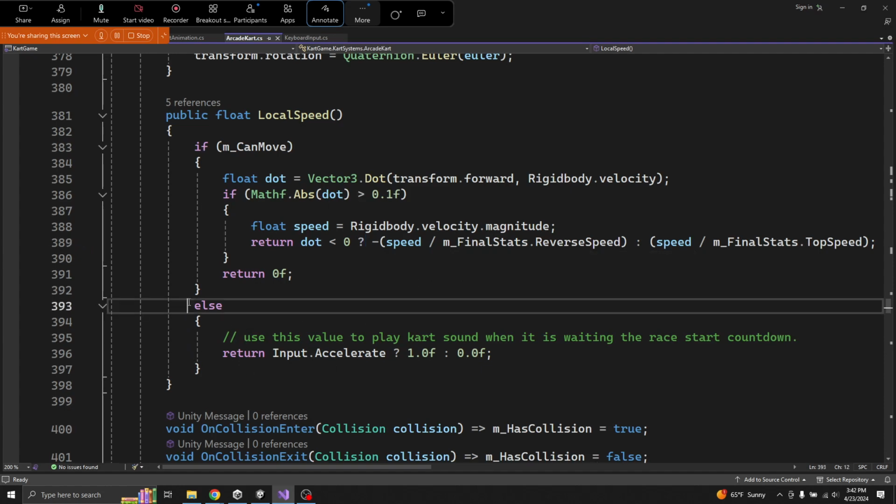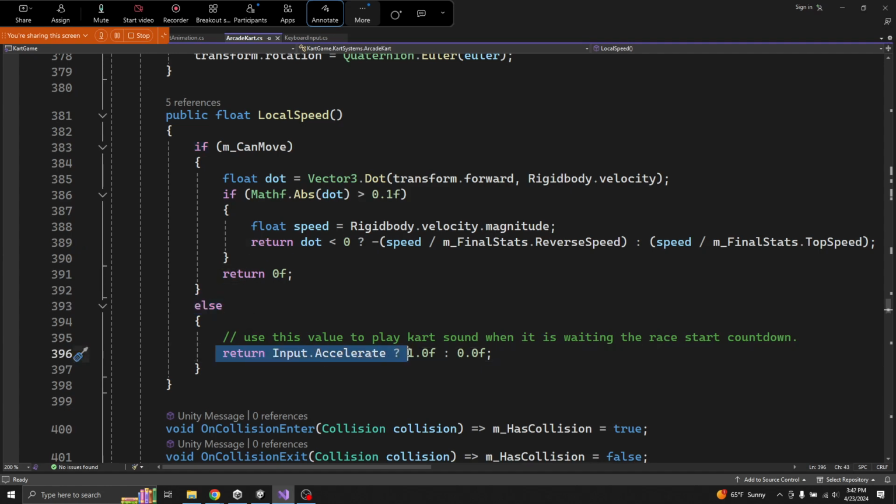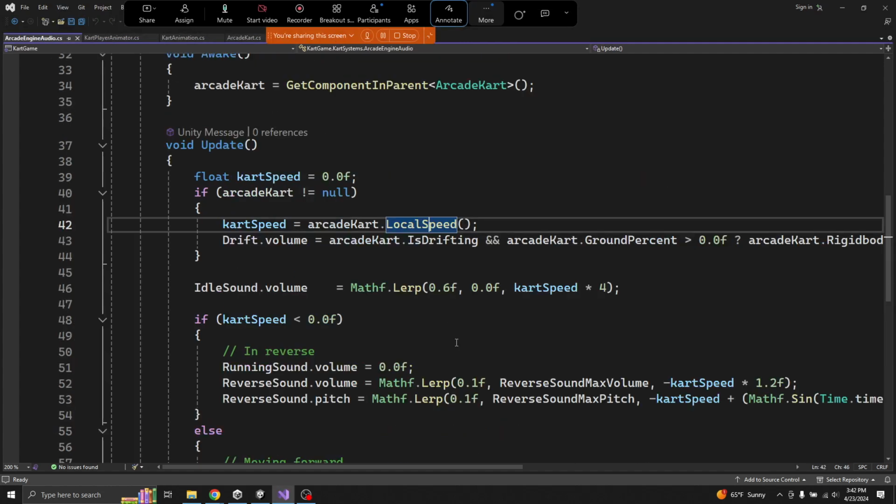Else, if we're not allowed to move. Okay, so this is like if we're waiting, and we're revving up. If we're pressing accelerate, then pass it a 1 or 0. So play the sound or not if we're accelerating before the game starts. That's interesting. In either case, this returns back something between 0 and 1.